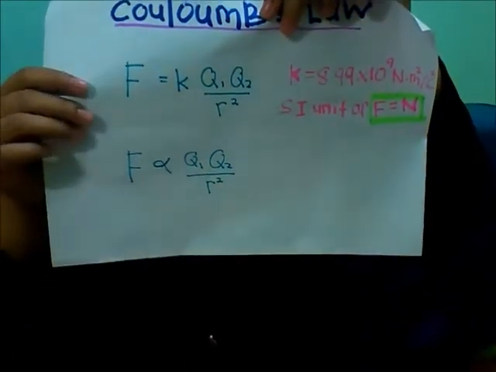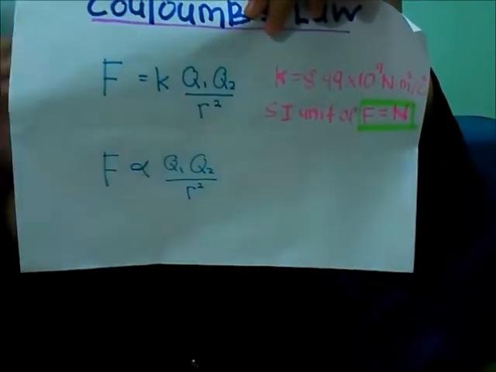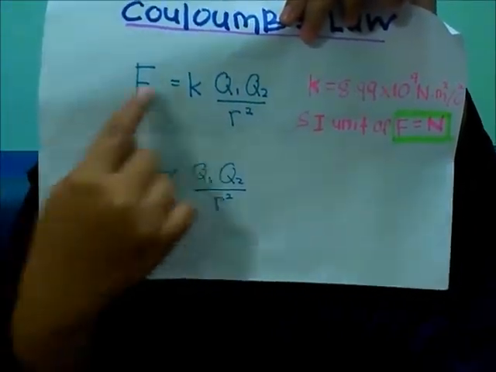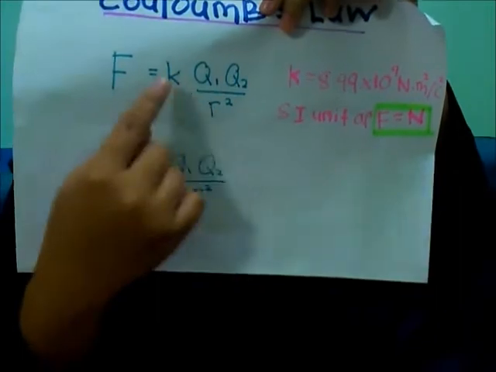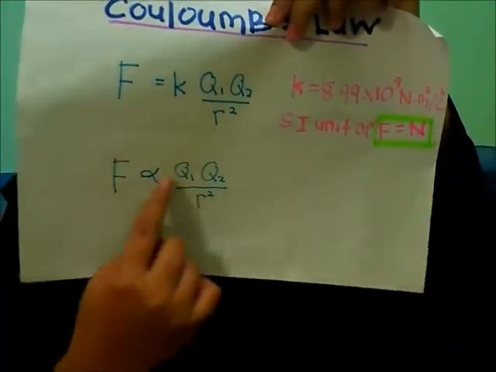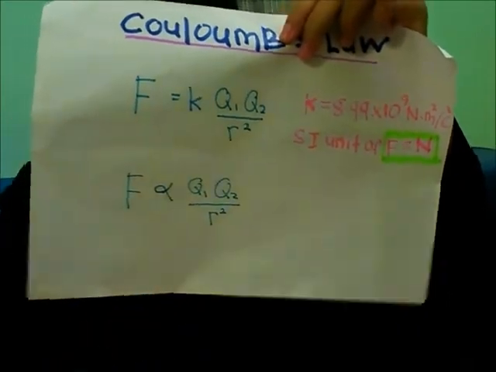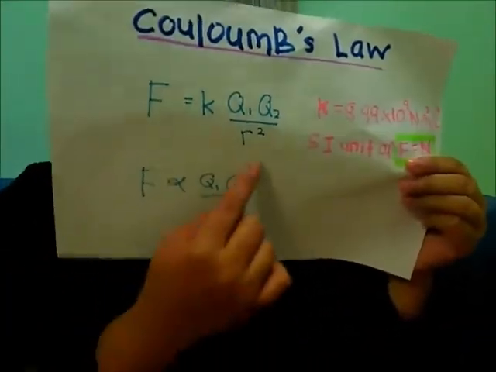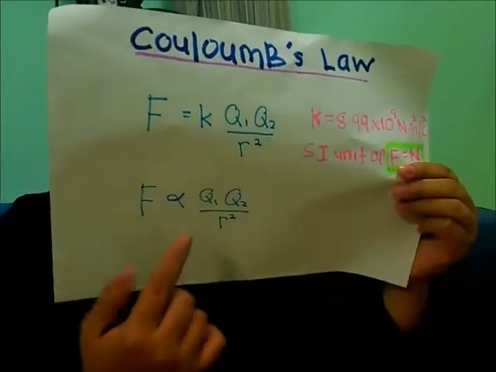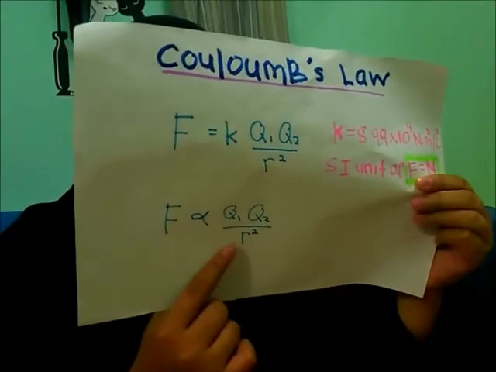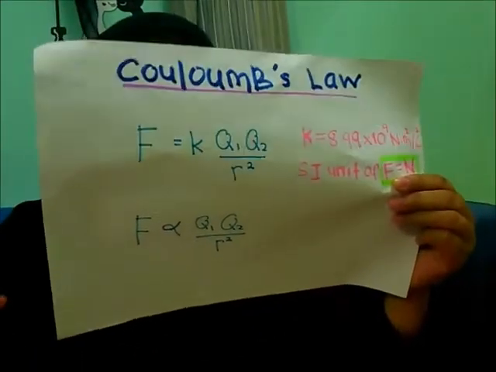According to the French physicist Charles Coulomb, the force that one tiny charge exerts on a second tiny charge is directly proportional to the charge on each of them. This is the relationship. F is directly proportional to Q1 Q2, but inversely proportional to R squared, which is the distance between the two objects.